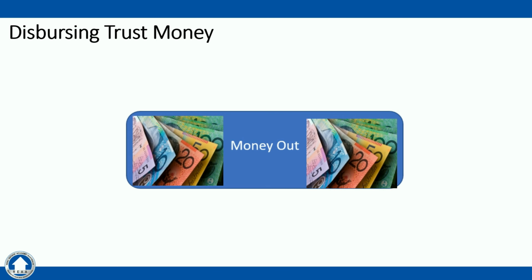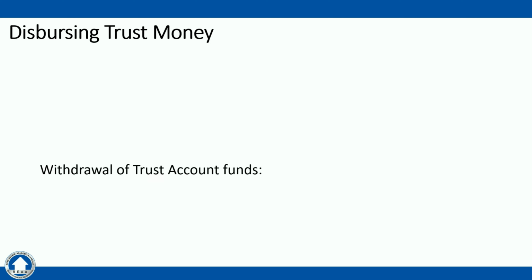We will now look at the processes involved with money being dispersed or paid out of the trust account. When money is due to be paid out of the trust account, it is very important that this withdrawal can only happen after a transaction is completed. So even if you know settlement is going to be happening in the afternoon at 2 p.m., you cannot complete the withdrawal from the trust account until settlement has been effected and authorization has been provided.